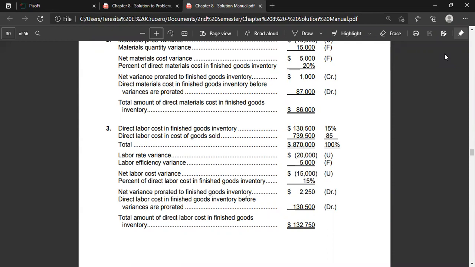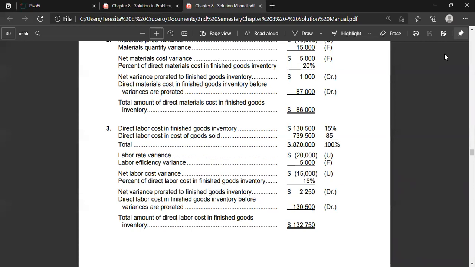Now, number 3, requirement number 10, total amount of direct labor cost in the finished goods inventory at December 31, after all labor variances have been assigned here. You have a hint. Use the same approach as 1 and 2 above. And number 4, total cost of goods sold for the year ended December 31 after all variances have been prorated.